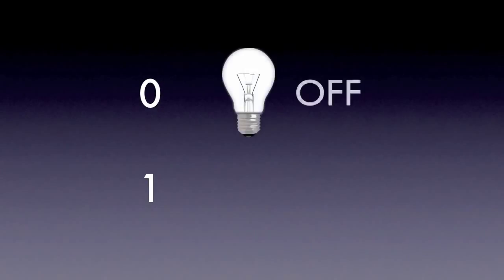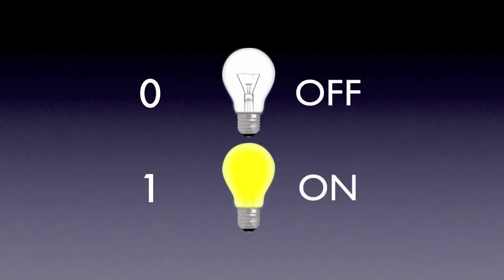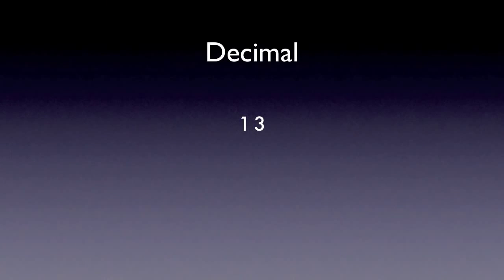When the electricity is switched off, it corresponds to a 0. When the electricity is switched on, it corresponds to a 1. Let's take a look at an example now. We'll use chocolate chip cookies to illustrate. The number 13, written in the familiar decimal system.